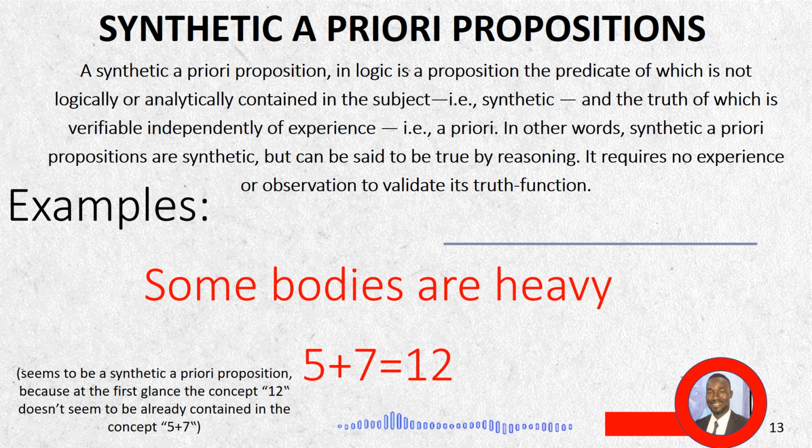Thus, the combination, a synthetic a priori proposition in logic, is a proposition in which the predicate is not logically or analytically contained in the subject, which is synthetic, and the truth is verifiable independently of experience. That is, it does not require experience to verify its truth. A synthetic a priori proposition is synthetic but can be said to be true by reasoning. It requires no experience or observation to validate its truth function.